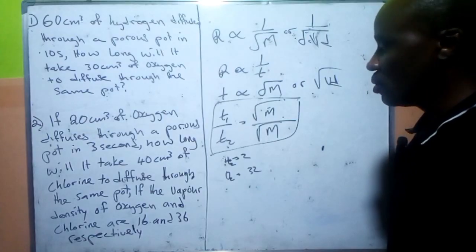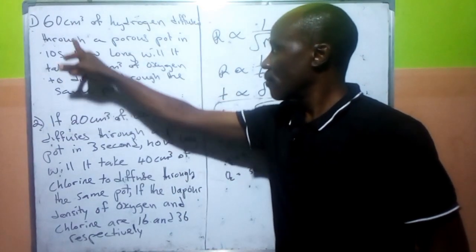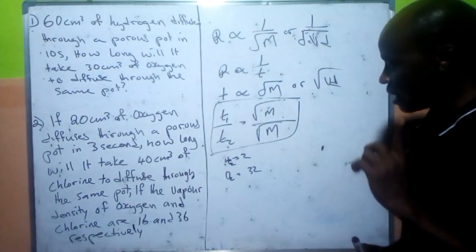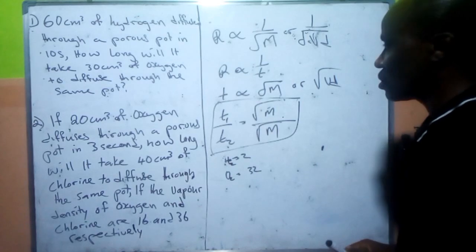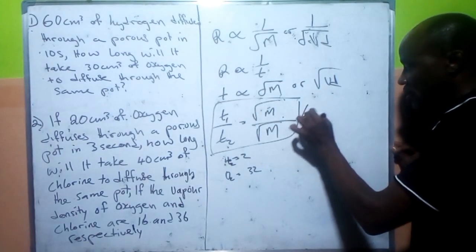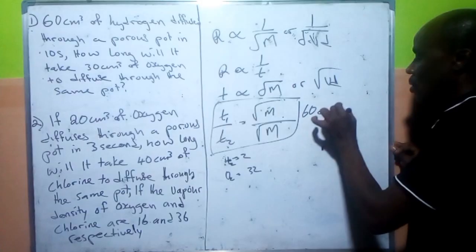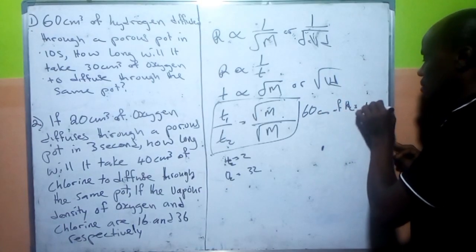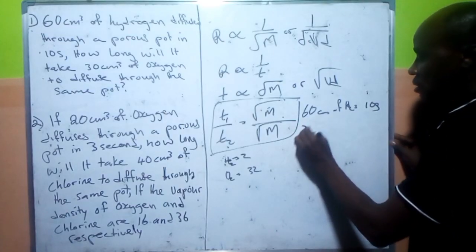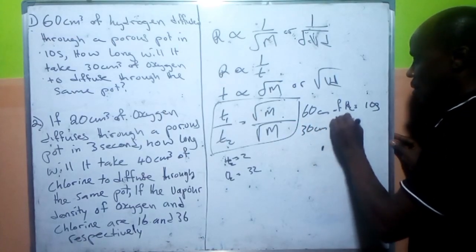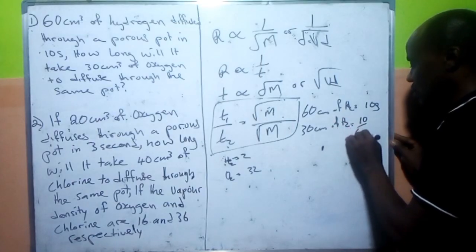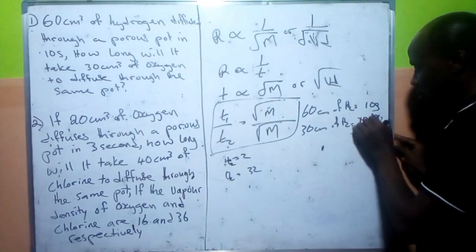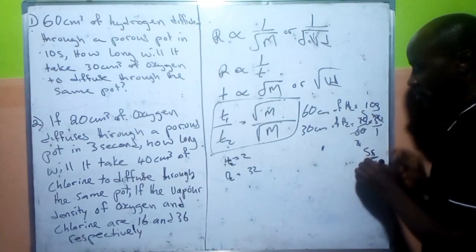So the first thing we need to know is the time it takes 30 cm cube of hydrogen to diffuse. That's the first thing you're going to do to get this question done. We know that 60 cm cube of hydrogen takes 10 seconds. Then 30 cm cube of hydrogen will be 10 over 60 times 30 over 1. When we cancel off, this gives us 5. That is 5 seconds. It will take 5 seconds for this to happen.